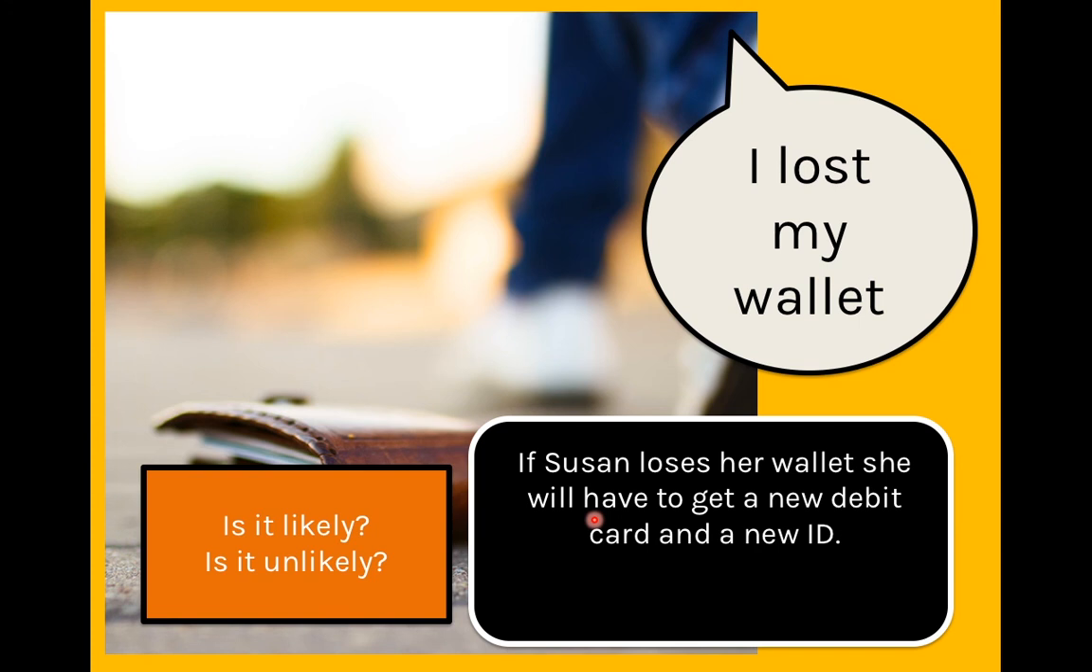And now let's see an example of a sentence in which losing your wallet is the result. If Susan, well, we know Susan is like a party girl. She likes drinking and going to clubs, but every time she gets drunk, she loses her wallet. It's a likely event in the future, so the result is also possible.